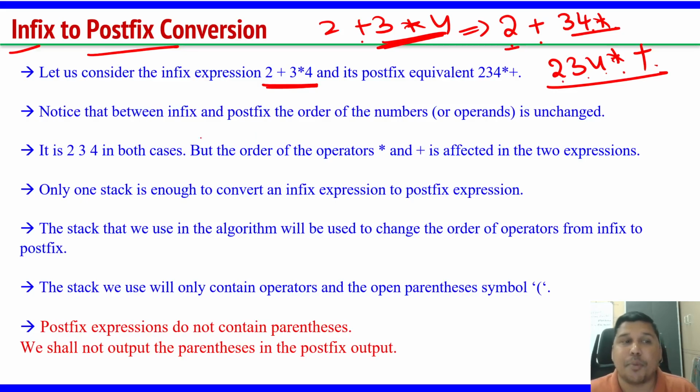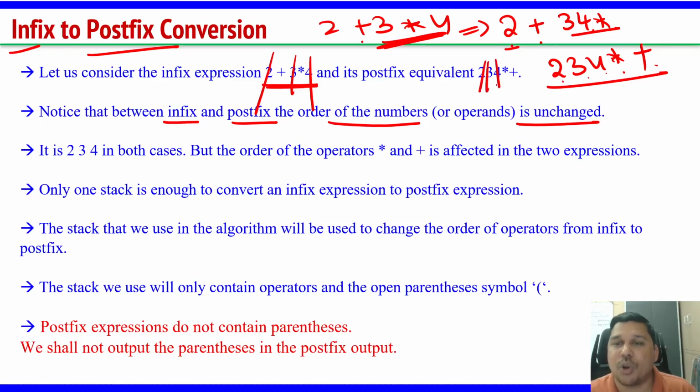If you see the important observation, notice that between infix and postfix, the order of numbers is not changed. First we have 2, then 3, then 4. The same order exists in the postfix also. The order of numbers is not changed in the postfix expression. It is 2, 3, 4 in both cases, but the order of multiplication and plus is affected. They have changed.